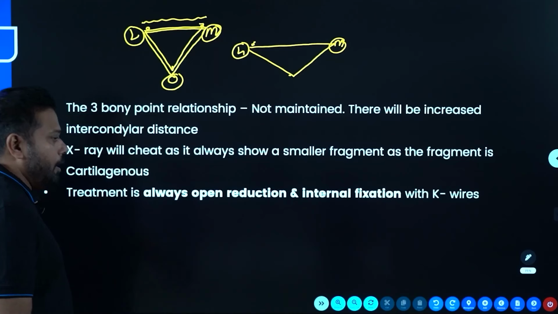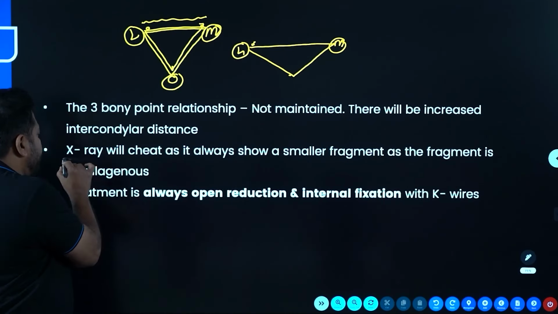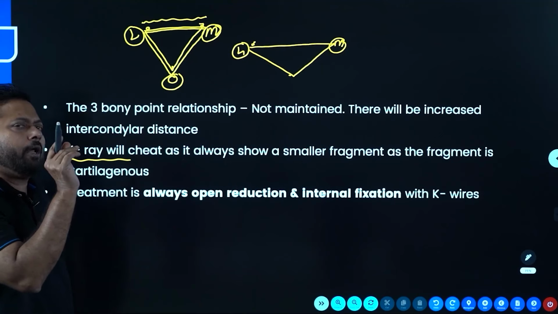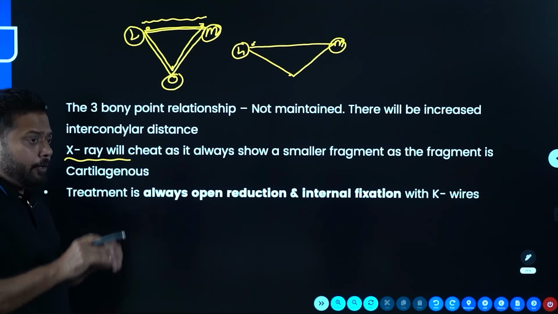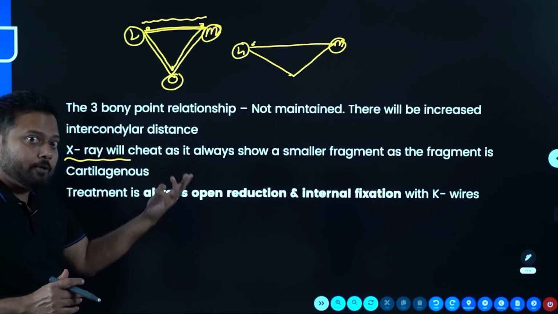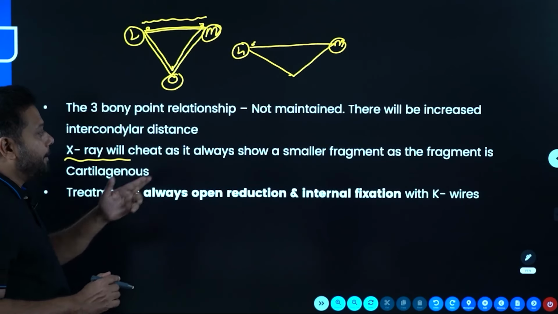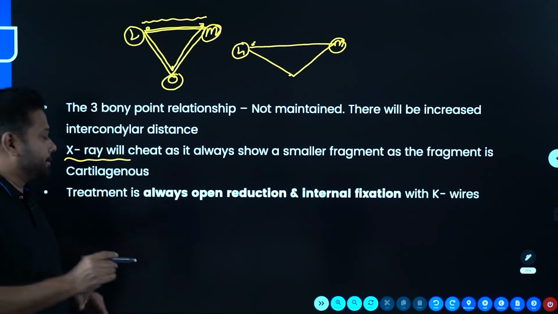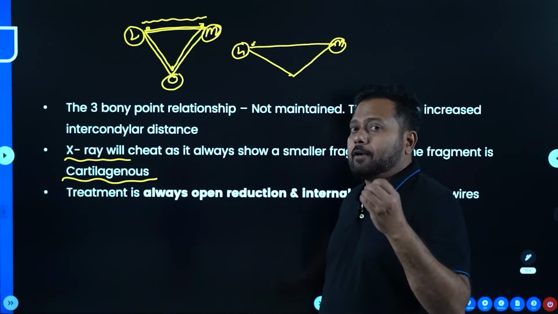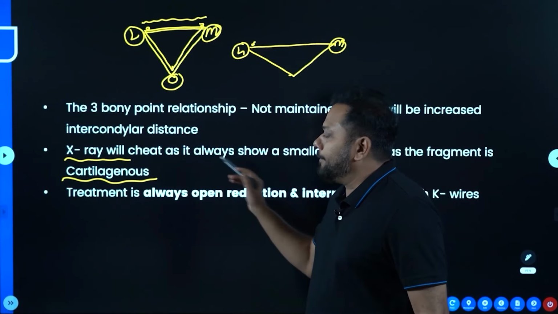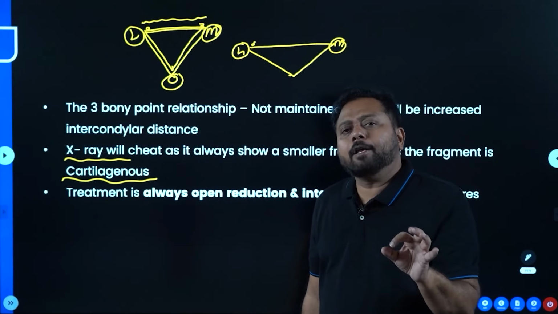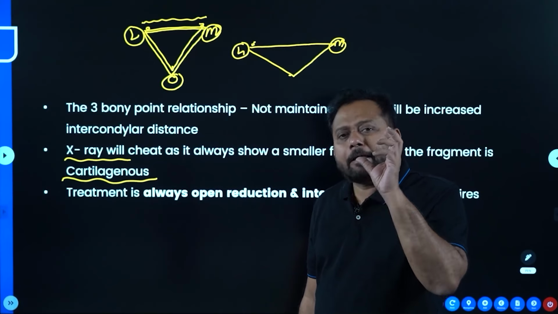Here's the explanation. One more peculiar thing about this fracture: X-ray will always cheat us because it will show a small lateral condylar chip. When you open and see, definitely the chip will be bigger than you had visualized in the X-ray. Why is that happening? Because the fragment which is showing is cartilaginous, not fully formed bone, and cartilage is not seen well in the X-ray. You may be thinking it's a small chunk, but when you really open it, the fragment will be really bigger in size.